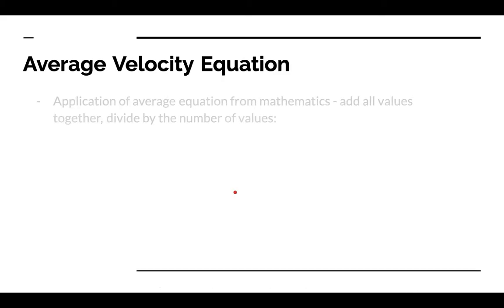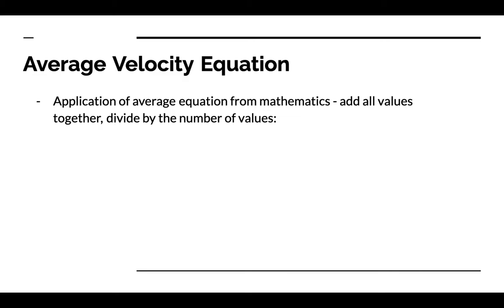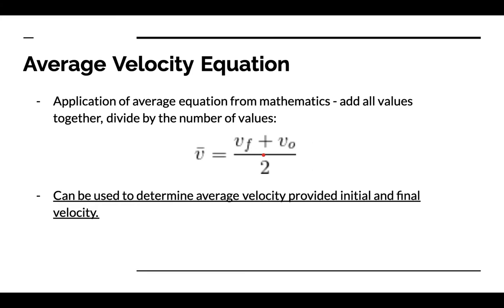Lastly, we get to average velocity. This equation is not on your equation sheet, but it's not that difficult to remember. So if we want to find the average velocity, provided the initial velocity and final velocity of an object, we apply the average equation from mathematics. The sum of all our values divided by the number of values that we have is equal to our average. So here, if we have two values, our initial velocity and our final velocity, then the number of values we have is 2, so our average is going to be the initial plus the final divided by 2. This can be used to determine the average velocity provided initial and final velocity.